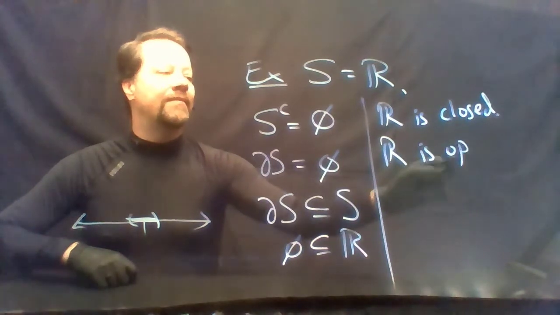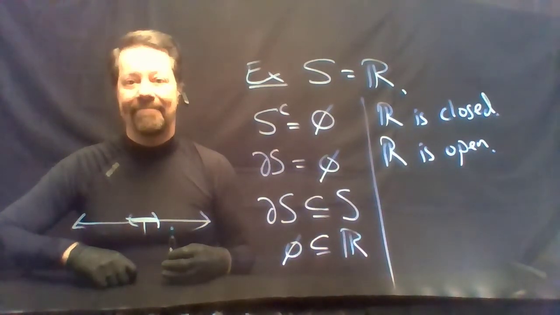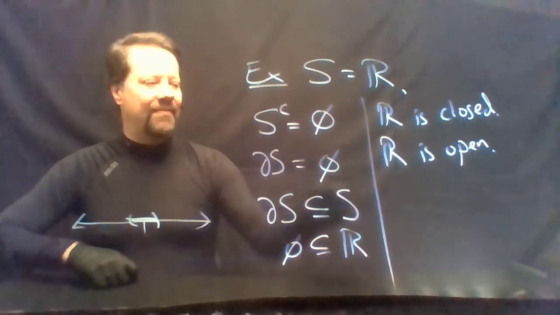So R is open. Every point in the real line is an interior point. So R is both open and closed.